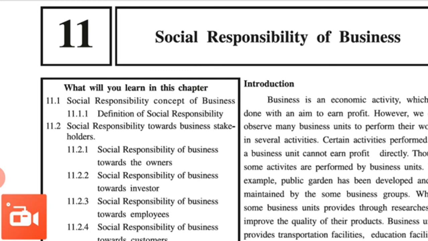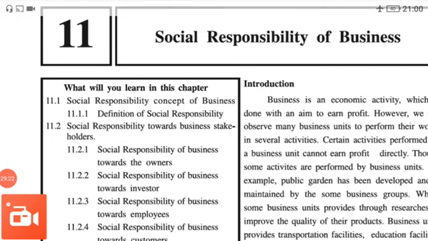So normal responsibilities are like providing a product with good quality, at a normal price, not at a high price, and in good quantity. Good quantity, good quality, and a normal rate of price. This is a basic point which is covered in the social responsibility of business. There are so many other responsibilities of business, but we will study them in detail when we study this chapter.